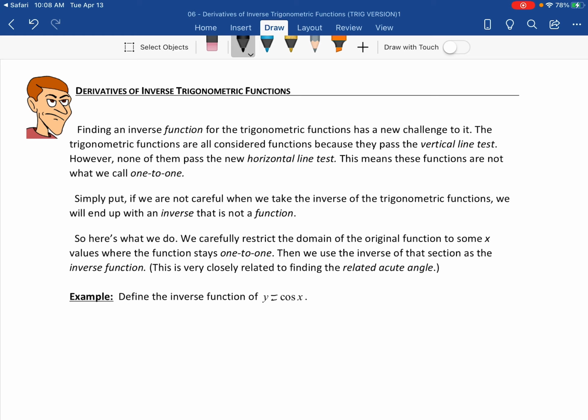Okay, so when I said it was difficult to find the inverse, it might not be difficult to find the inverse, actually, but it'll be difficult to make an inverse that is a function because it doesn't pass the horizontal line test. So here's our plan. Here's what we do for functions like this. We carefully restrict the domain of the original function to some x values where the function stays one-to-one. Then we use the inverse of that section as the inverse function. This is very closely related to finding the related acute angle where we just restrict it to finding one of the answers. And I'll jump right in and show you how this works.